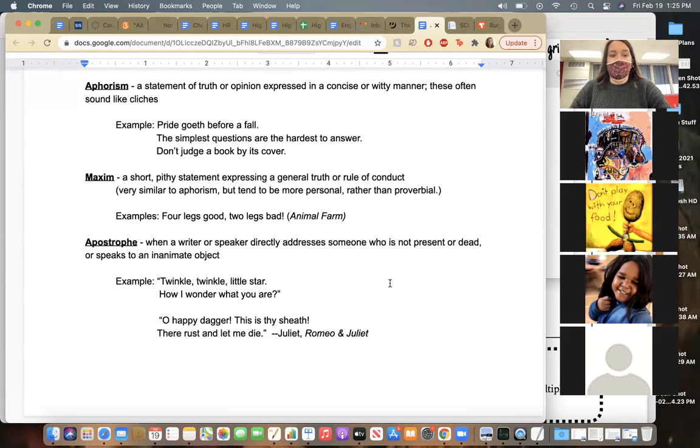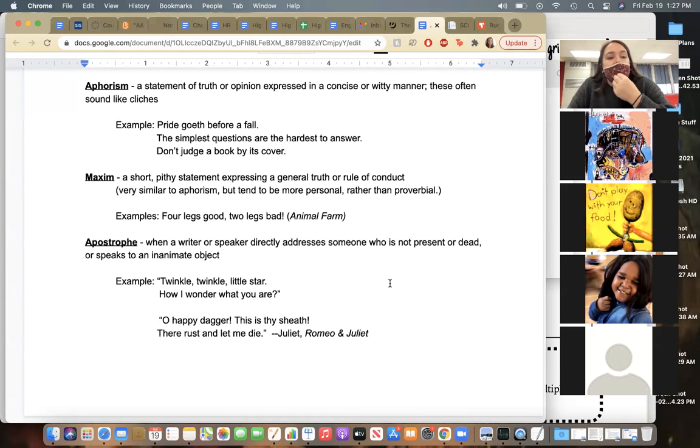Those are all aphorisms. A maxim is really similar to an aphorism, but it tends to be more personal, like specific to a person or a group, but it's just a short, pithy statement that expresses a general truth or rule of conduct. And the example I picked there was from Animal Farm. They said four legs good, two legs bad. That was kind of the maxim that they adopted. And, you know, that wouldn't apply to everyone. That doesn't make sense in every context, but it was their sort of personal statement.